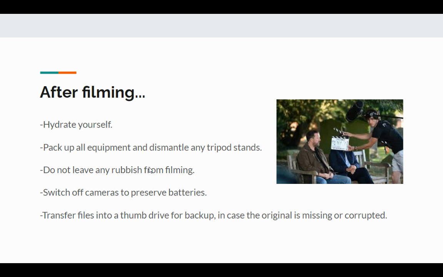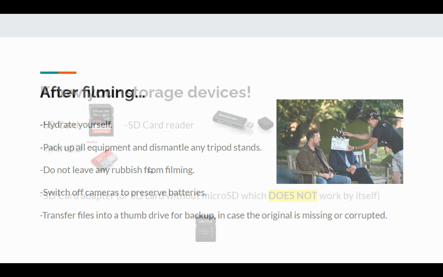And lastly, transfer your files into a thumb drive backup. Because sometimes when you take files that are extremely large, the original may get corrupted or misplaced somewhere. So it's always good to have a backup so that you wouldn't need to undergo the irritation of redoing everything.